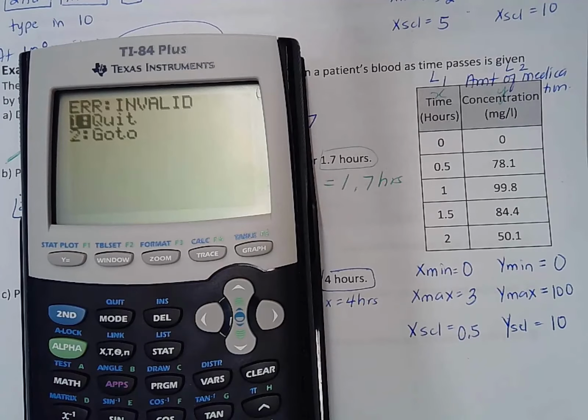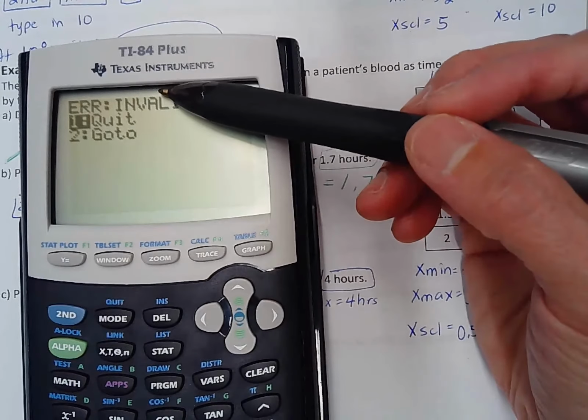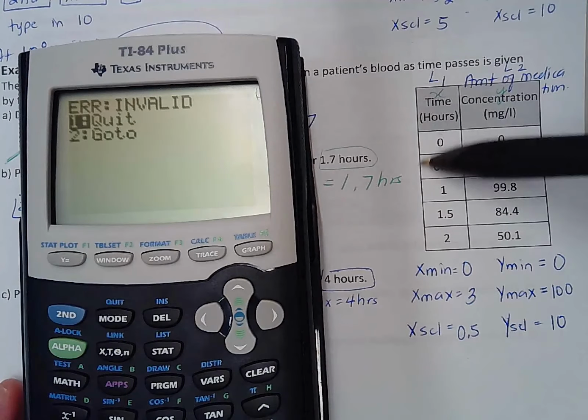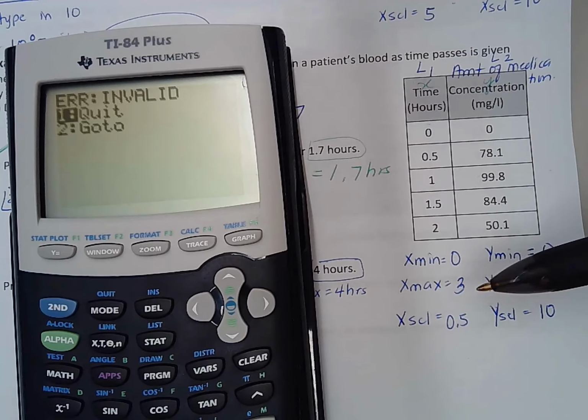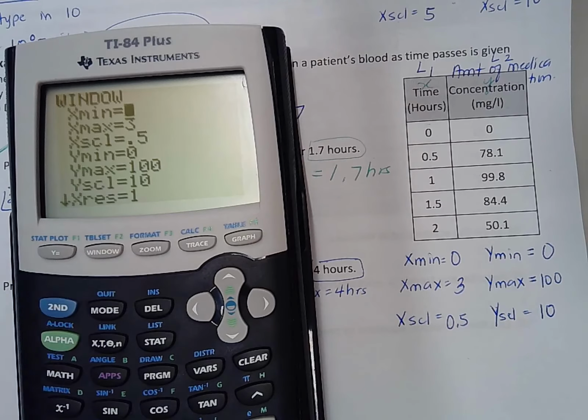Uh-oh. That's what I get. What's going on? Our window is 3. Yeah, you're right. Now it's saying it's not valid because our window only goes up to 3 for x. So we have to change our window. Should we go 4 or 5? Yeah, let's go 5 to have an extra room.